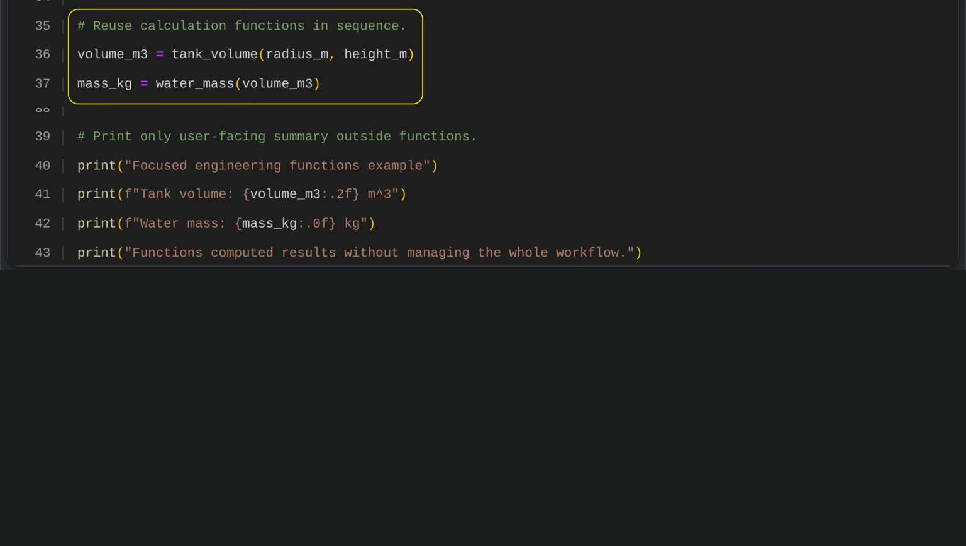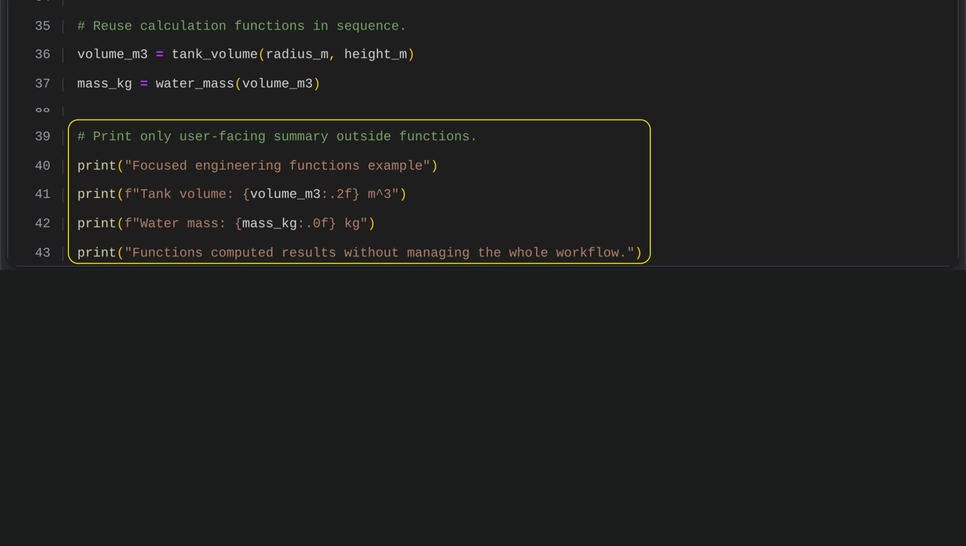The process first uses the cylinder volume function to find the tank's volume from its radius and height. Then it uses that volume with the water density, typically 1,000 kilograms per cubic meter, to calculate the water's mass. Performing the steps in this order lets the functions be reused efficiently.